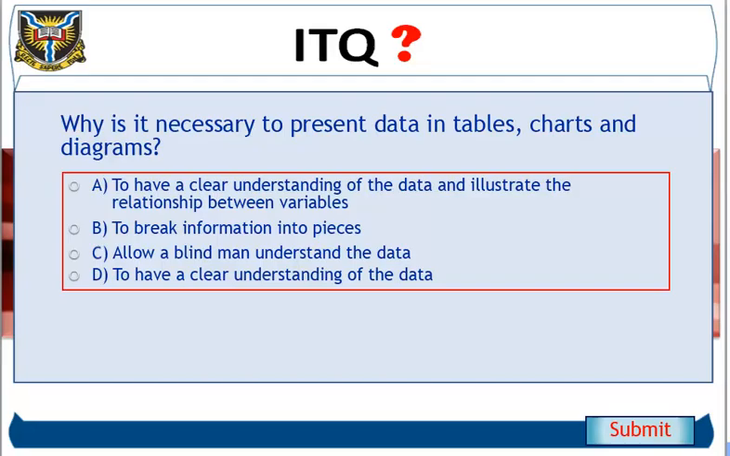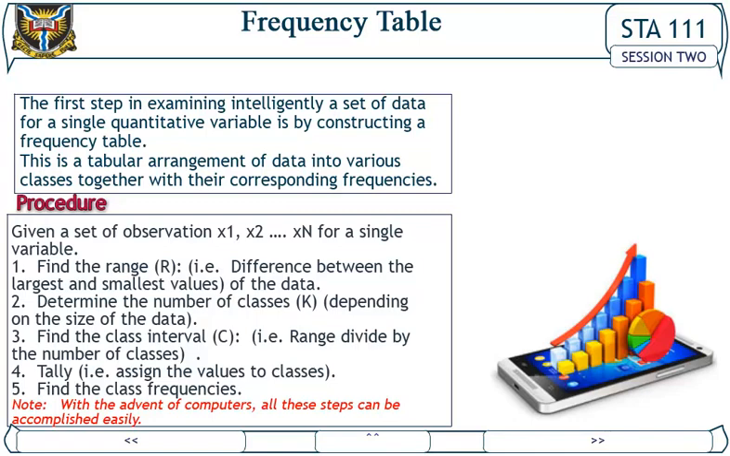In-text question. Frequency table. The first step in examining intelligently a set of data for a single quantitative variable is by constructing a frequency table. This is a tabular arrangement of data into various classes together with their corresponding frequencies.